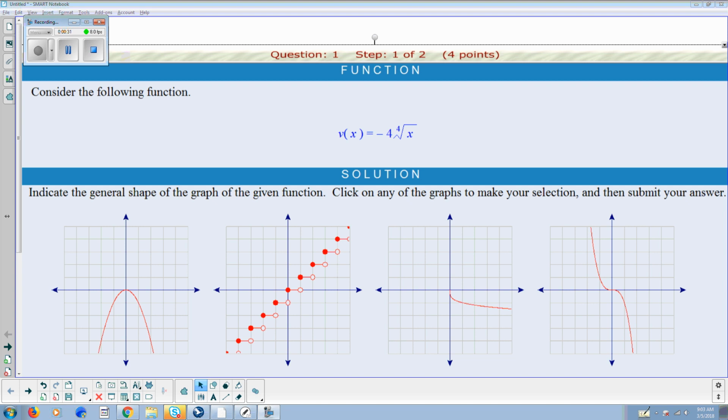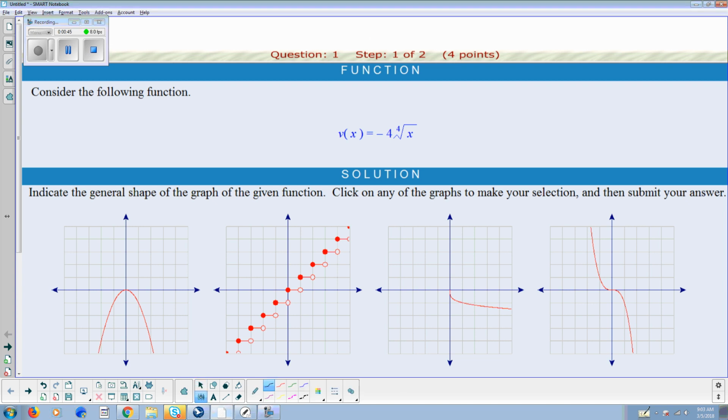Question 1, consider the function v of x equals -4 times the fourth root of x. Indicate the general shape of the graph. Click any graphs to make your selection. What does a fourth root of x look like on a graph? Choice 1, 2, 3, or 4, what do you think?